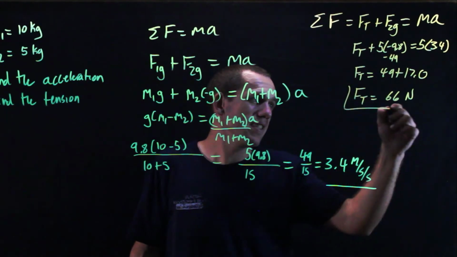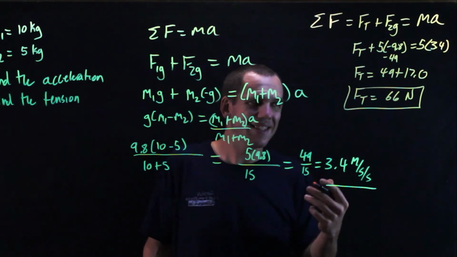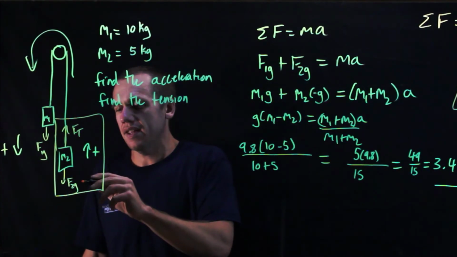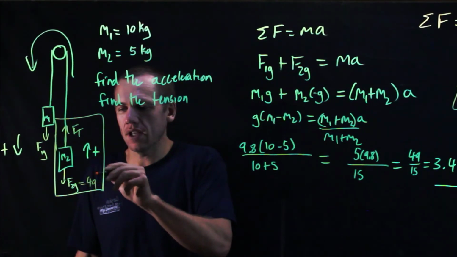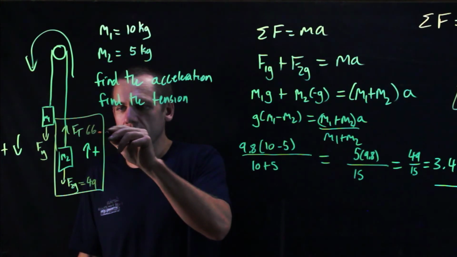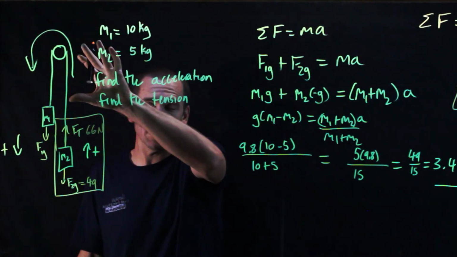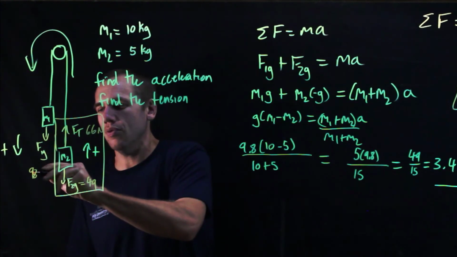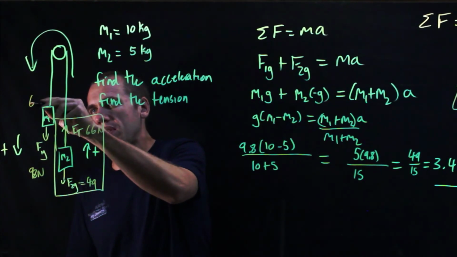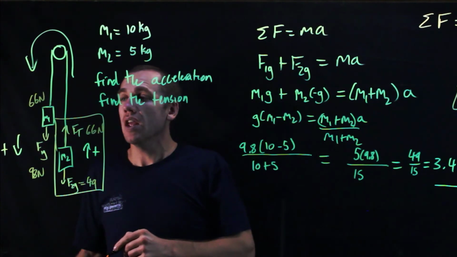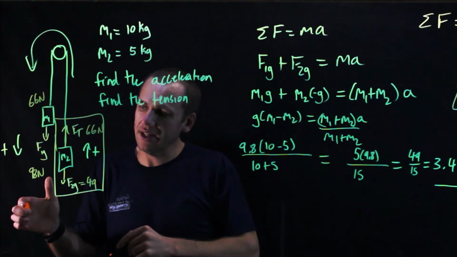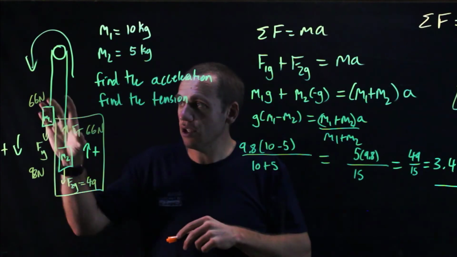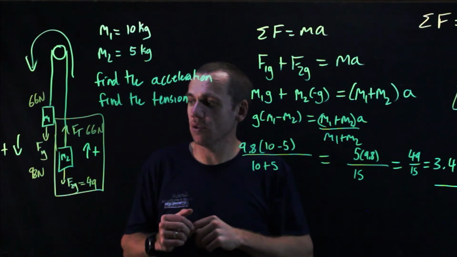Okay? Now let's stop and think about that number. Does it make sense that my tension force is 66 newtons? Well, this force is 49 newtons, and so if this force is 66 newtons, that means that yes, this part should accelerate up. This force, 10 times 9.8 is 98 newtons, and this force, this would also be 66 newtons, it's the other side of that rope. That means this thing should accelerate down, and that's the way everything is going. So it does make sense that my tension force is between my two gravitational forces.